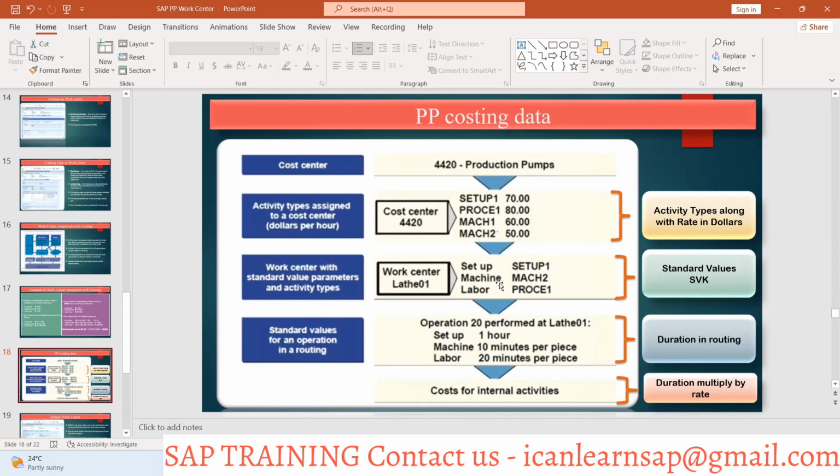Out of that, they are using 70 for setup time. So 70 rupees per hour. Machine is going to be 50 rupees per hour. And labor timing, process 1, is 80 rupees per hour. Okay. These are the standard value keys. These are the activity rates, with the rate in dollars or rupees, whatever it may be.